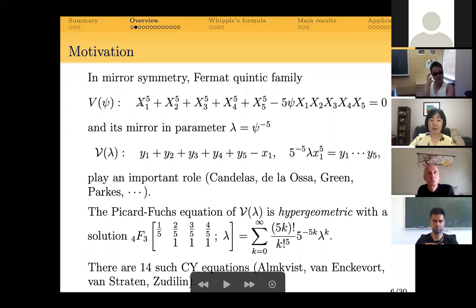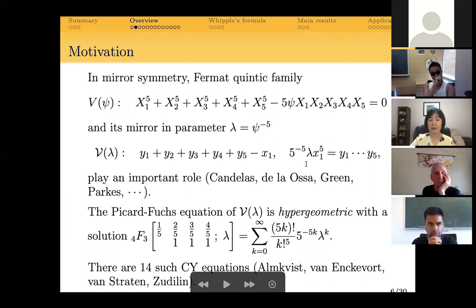The Fermat quintic and its mirror play a very important role. In the literature, there are extensive studies of both cases. I'm going to focus on the Picard-Fuchs equation for either case, especially for the mirror. It's going to be equal to 0 over here. I'm sorry, I forgot about that. For the mirror, the Picard-Fuchs equation, that means if you compute the differential, this is a Calabi-Yau threefold.